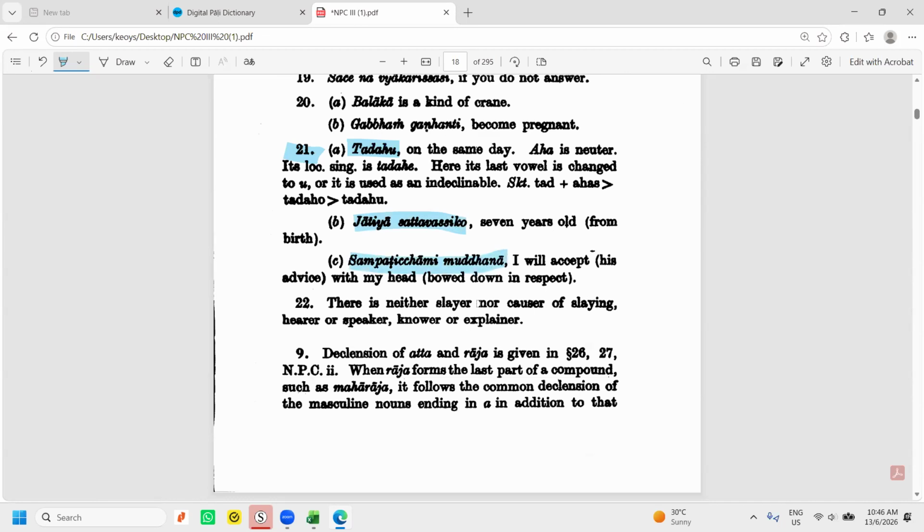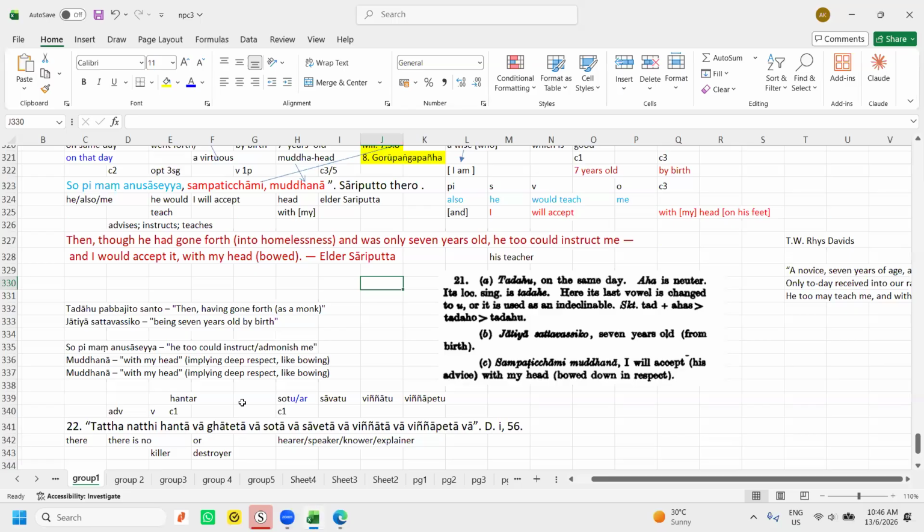So after that, every time you do a translation, you must refer back to the glossary, because sometimes the glossary will give you certain meanings, just like a dictionary, but sometimes it translates, sometimes it doesn't. If there's no translation, then you have to try. See, for instance, number 22: there is neither a slayer nor a causer of the slaying, hearer or speaker. So probably this is a translation. We go back to our exercise 22.